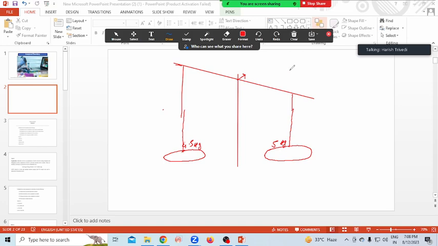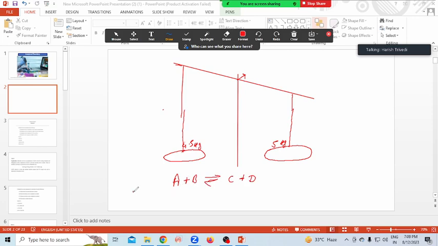The same thing happens in a chemical reaction also. Suppose I am writing A plus B, and it is producing C and D, the simplest case.